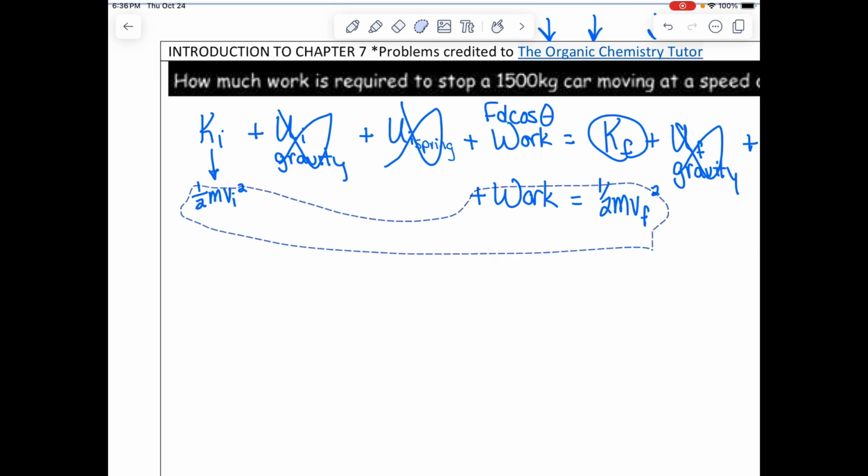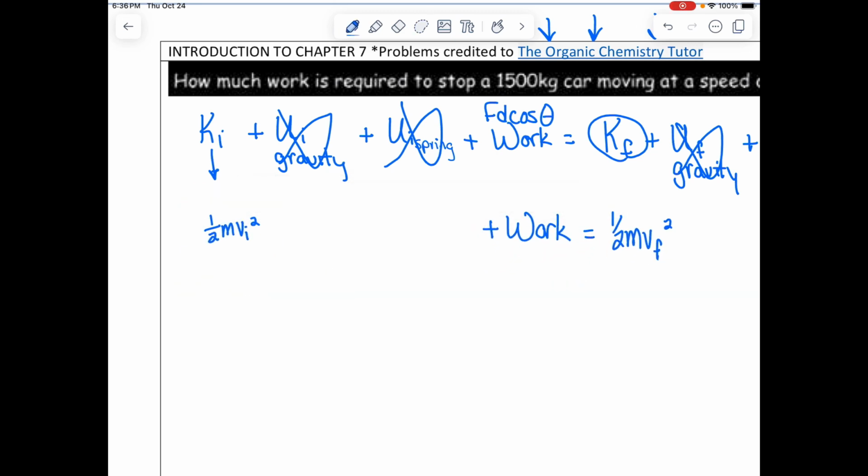Okay, bring this down. You ready? So it's going to be 1/2. What's the mass of our car in kilograms? 1,500. Okay. What's the initial velocity of our car? 25 meters per second. Good, and kinetic energy says to square it. Plus, we don't know what the work being done is. That's what we're looking for. And what about 1/2? What's the mass of the car? 1,500. And what's the final velocity since it comes to rest? 0.